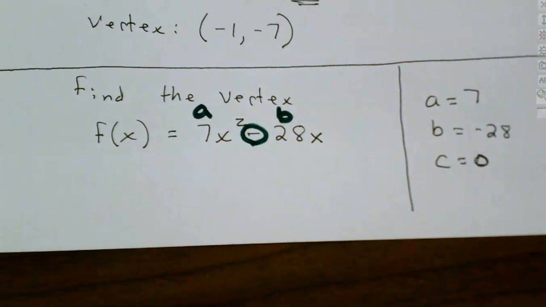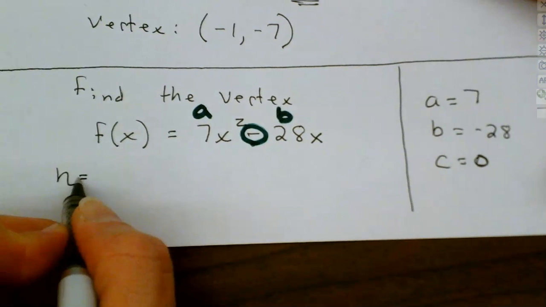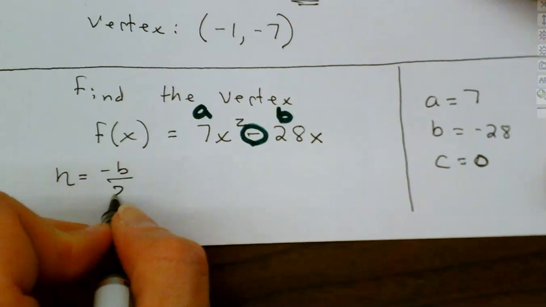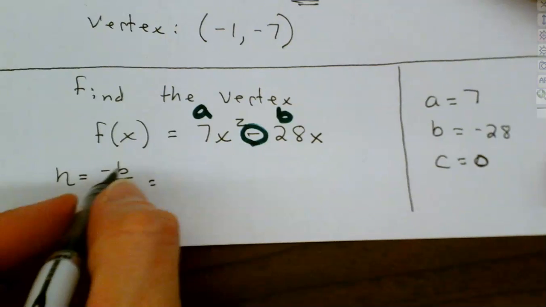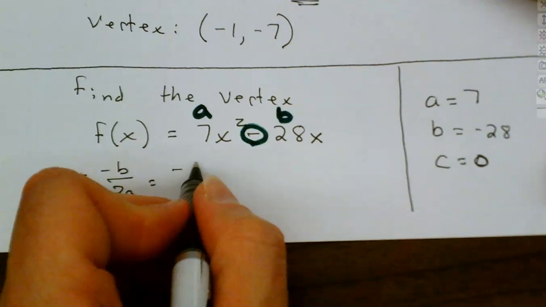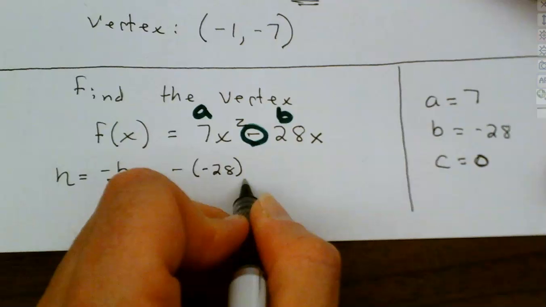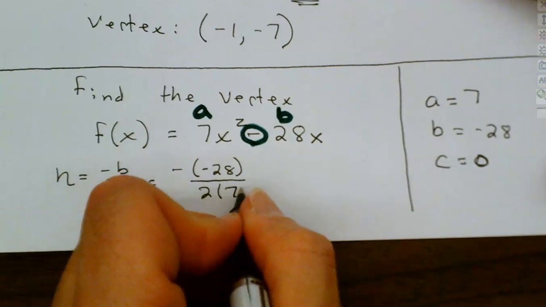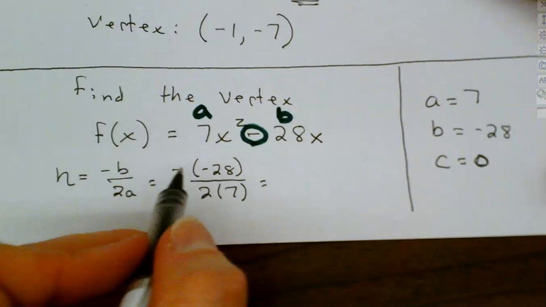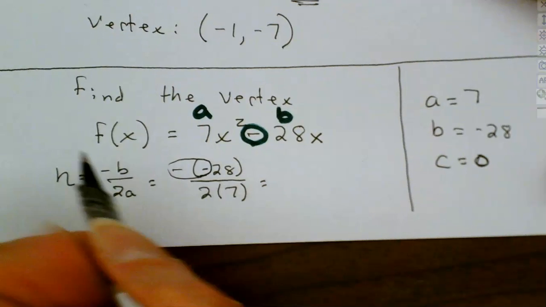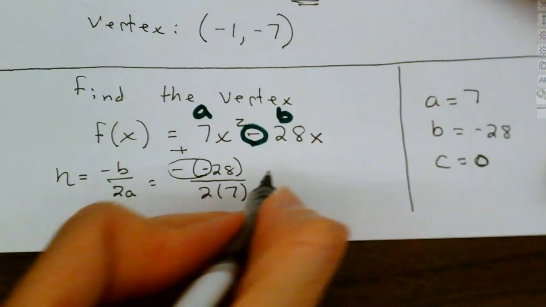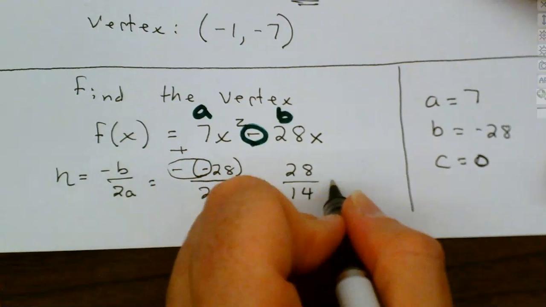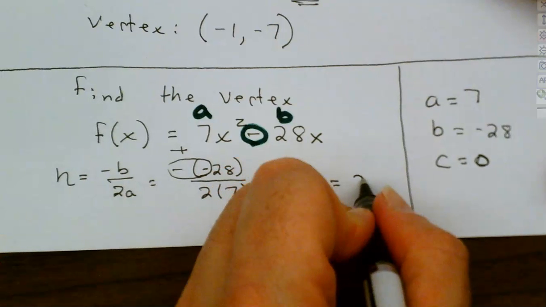And now we plug our values in. So h is going to now be minus b over 2a, which is then, and watch your double negatives, a minus negative 28 over 2 times that 7. Double negative here makes it a positive. So that is now 28 over 14. And that reduces down to be what? 2.